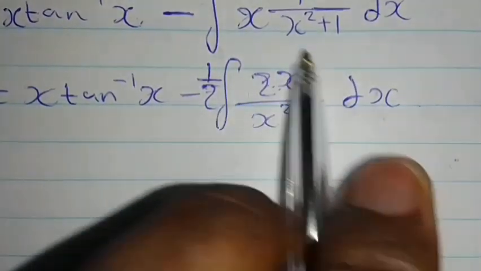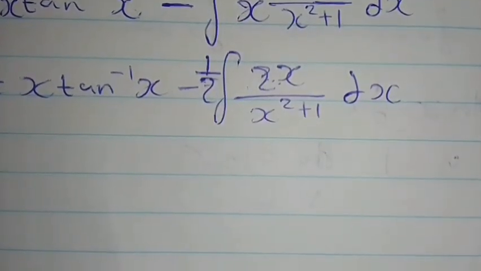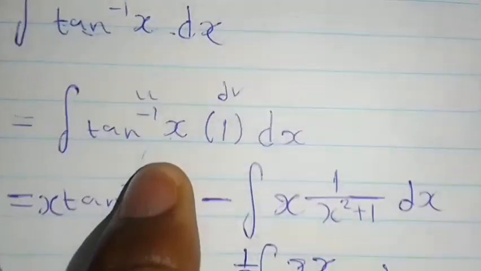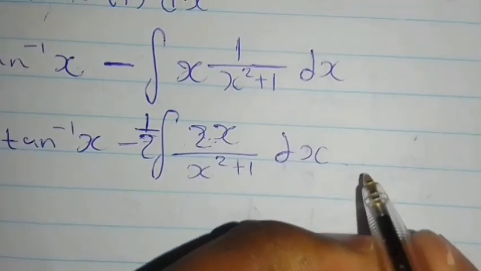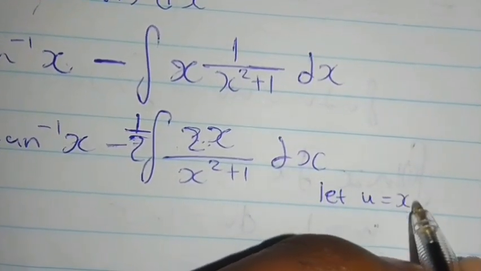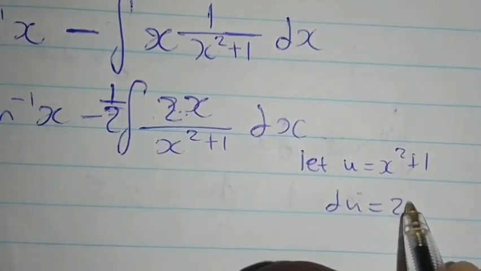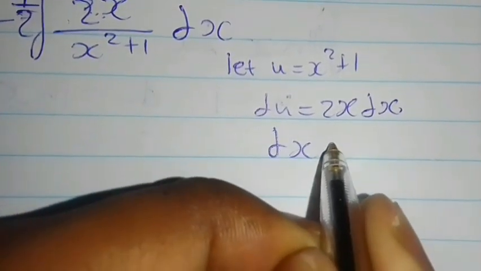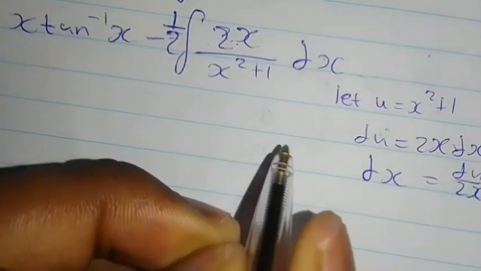Now what does this remind you of? Think of natural log, for example. So that means substitution. Yeah, you did it by parts. Now you're gonna do it by substitution here. Let u equals x squared plus 1. Then du is equal to 2x dx. Then dx is du divided by 2x. So you're going to work on that.